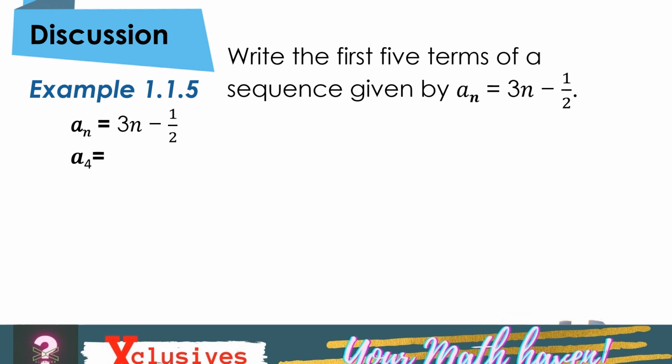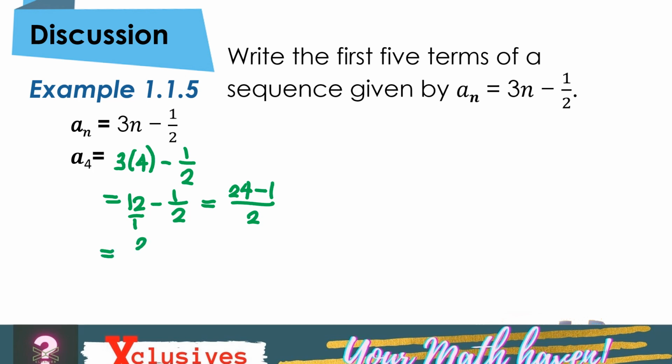So in solving for the fourth term, that is a sub 4 is equal to 3 times 4 minus 1 half. 3 times 4 is 12. Copy minus 1 half. Then you get the LCD, which is 2. 2 divided by 1 is 2 times 12, that's 24. Then you can copy minus 1. So what is 24 minus 1? That is 23 over 2. And this is in its simplest form, since 23 and 2 don't have a common factor.